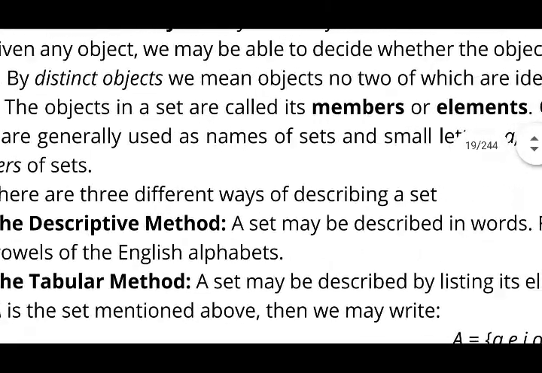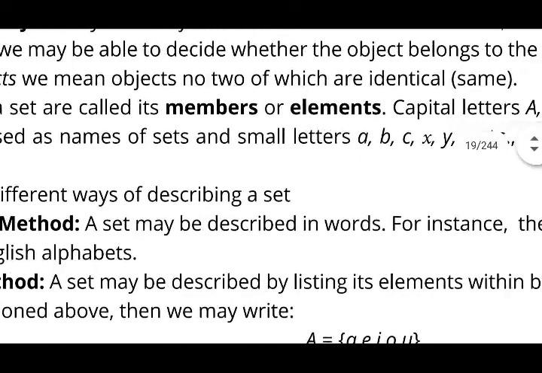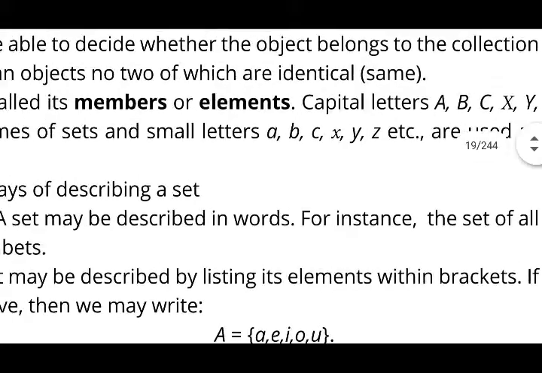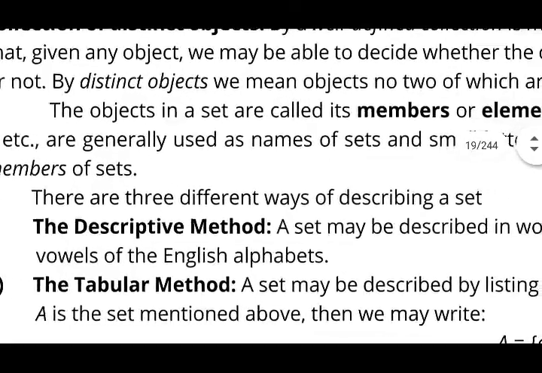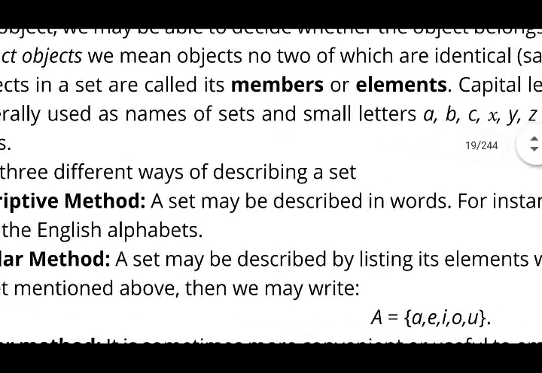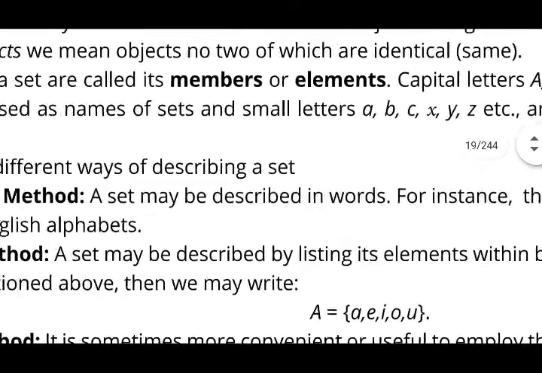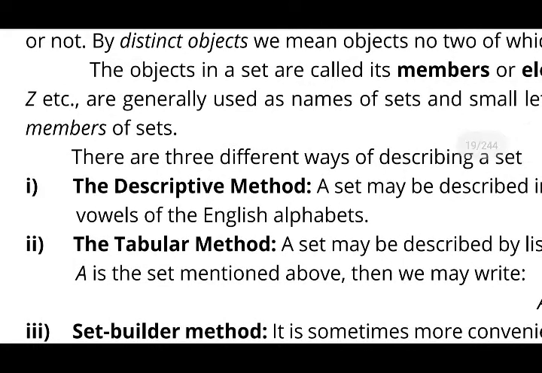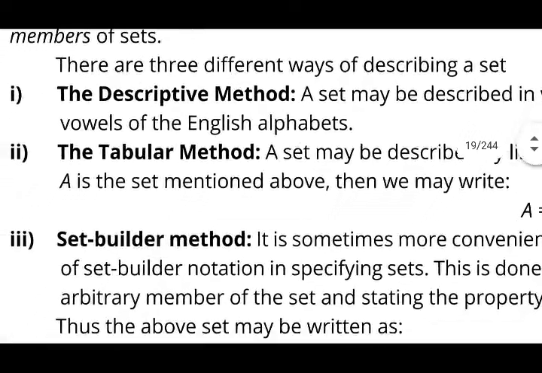The objects in a set are called its members or elements. Capital letters A, B, C, X, Y are generally used as names of sets, and small letters are used as members of sets. There are three different ways of describing a set.